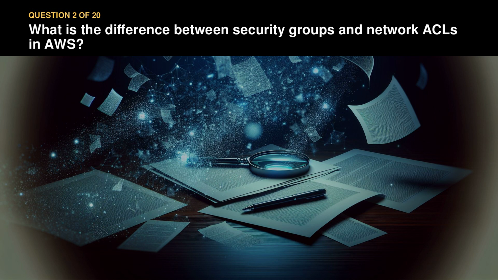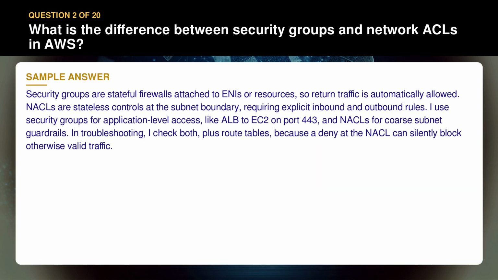Question 2. What is the difference between security groups and network ACLs in AWS? Security groups are stateful firewalls attached to ENIs or resources, so return traffic is automatically allowed. NACLs are stateless controls at the subnet boundary, requiring explicit inbound and outbound rules. I use security groups for application-level access, like ALB to EC2 on port 443, and NACLs for core subnet guardrails.